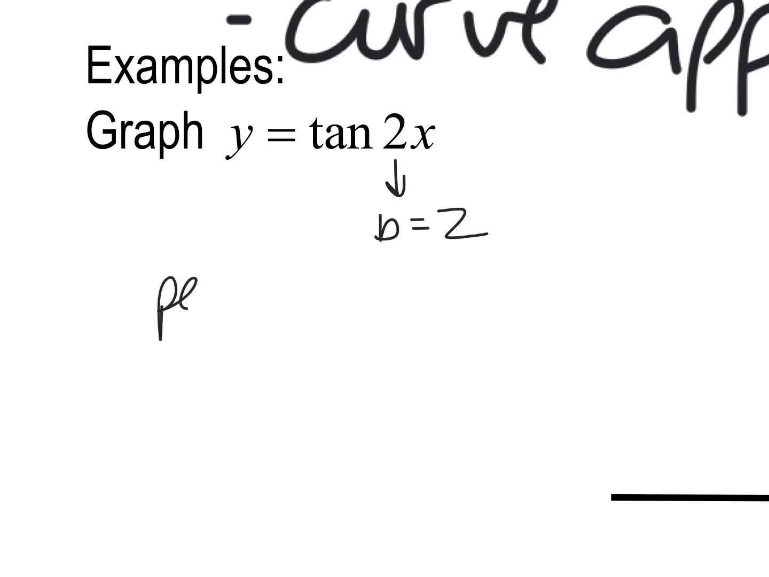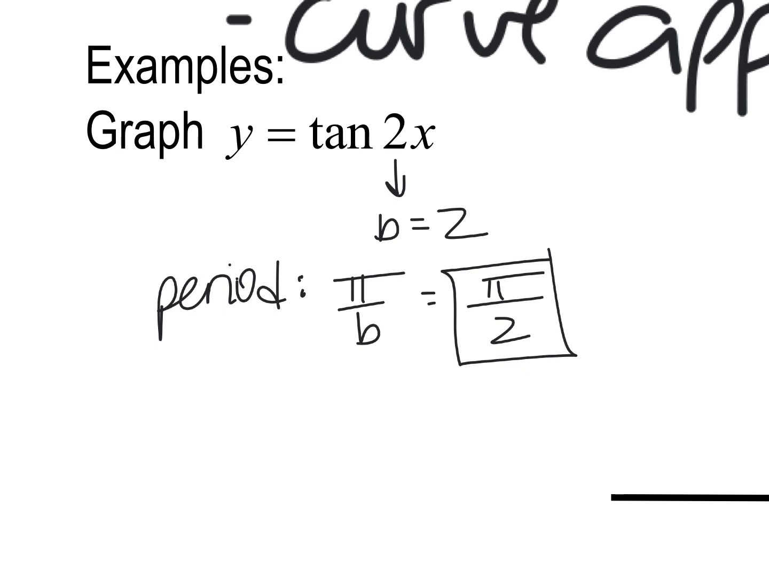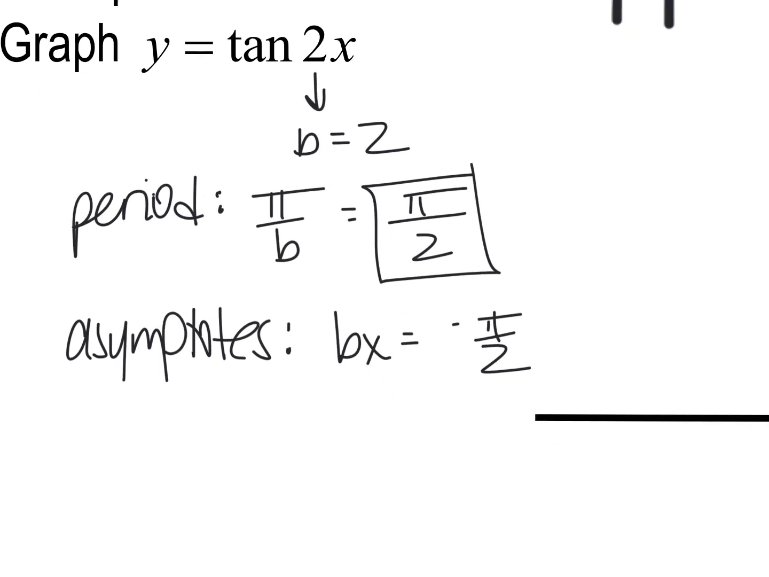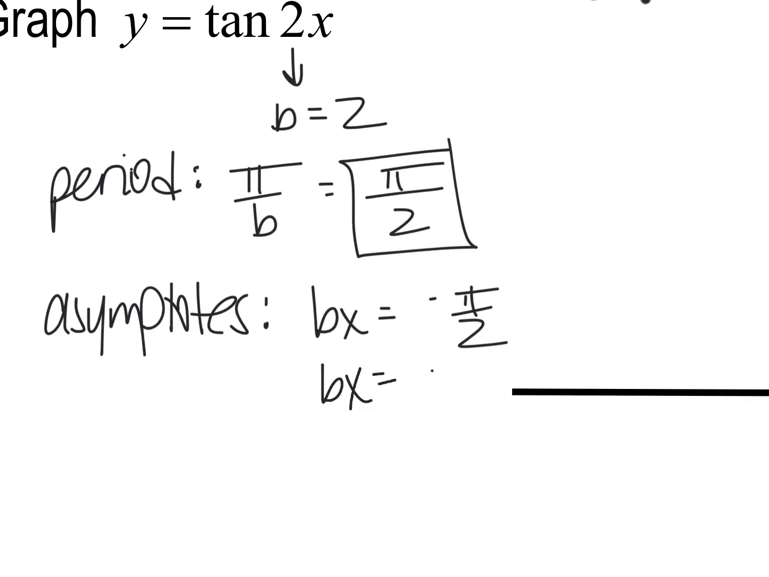So to figure out the period, instead of 2 pi over b, for tangent I'm just doing pi over b, which is pi over 2. That is the period. And then the equation of the asymptotes, what I'm supposed to do is bx equals negative pi over 2 and bx equals positive pi over 2. Okay, so what was the b again? It was 2. So I'm actually going to write a 2 here.